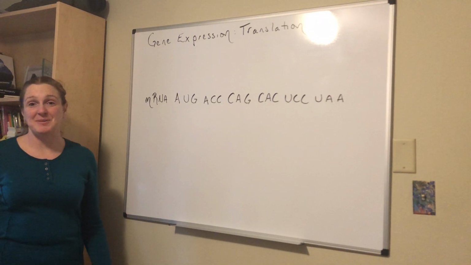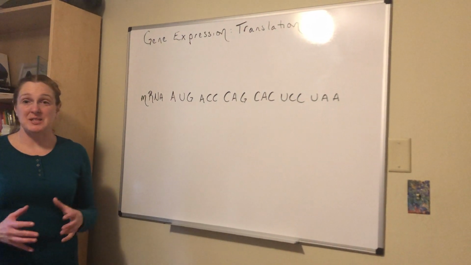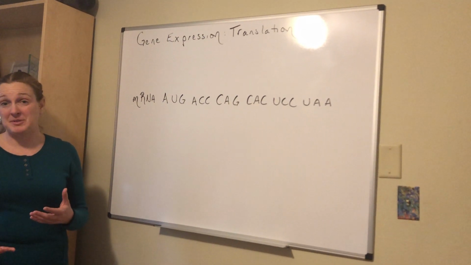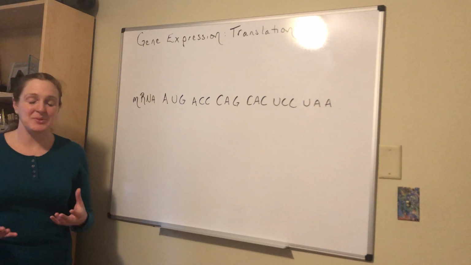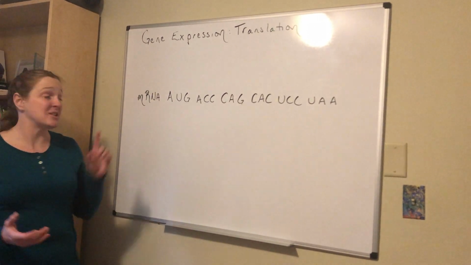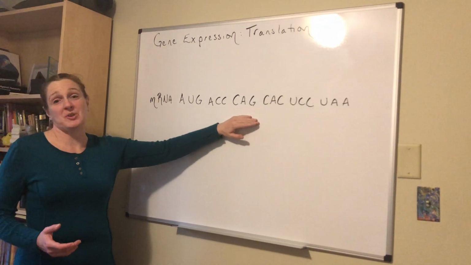The second part of gene expression is translation. This is where the ribosome is going to read the mRNA, or messenger RNA, and make a protein. Now, the ribosome can't do all the work on its own. As a matter of fact, the ribosome is kind of lazy. The only thing that it can do is read messenger RNA.